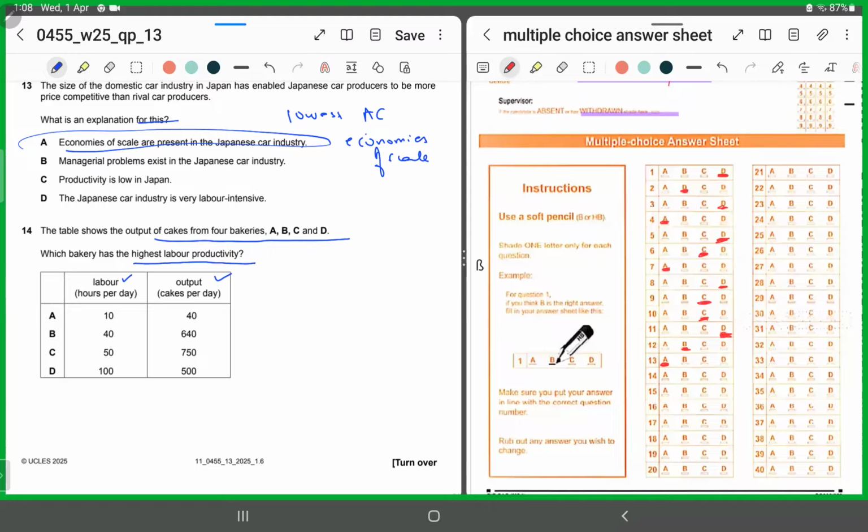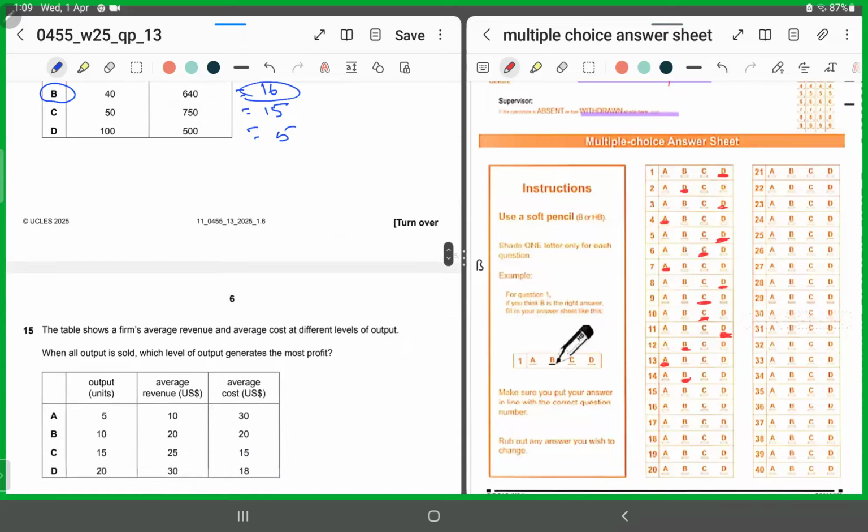So they're asking which bakery has the highest labor productivity. So what will we do? We'll divide the output per unit of labor. So we'll divide output by labor. 40 divided by 10 is 4. 640 divided by 40 would give you 16. 750 divided by 50 would give you 15. And 500 divided by 100 would give you 5. So this is giving you the highest output per hour, right? That's giving you the highest labor productivity. So for 14, we'll shade in B.